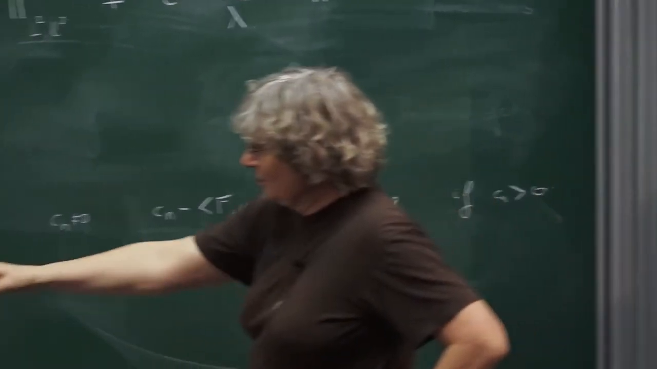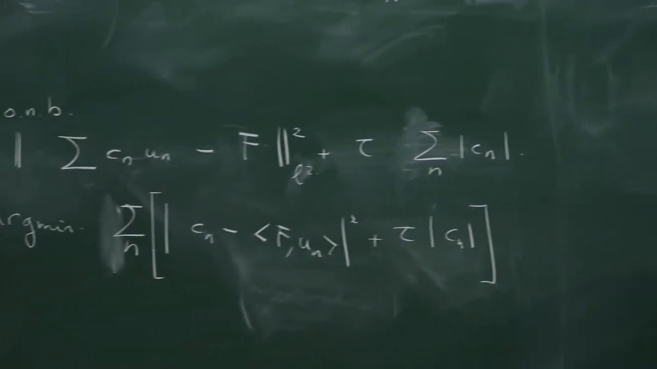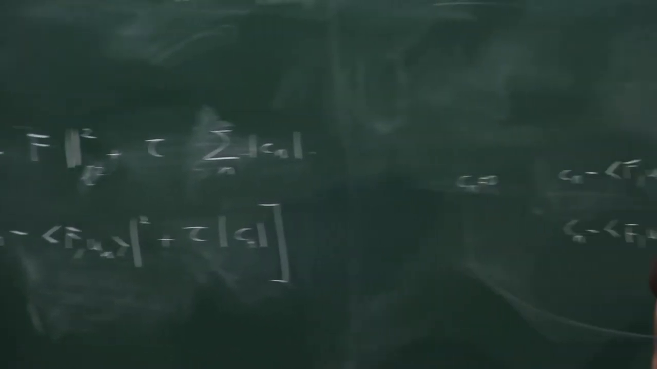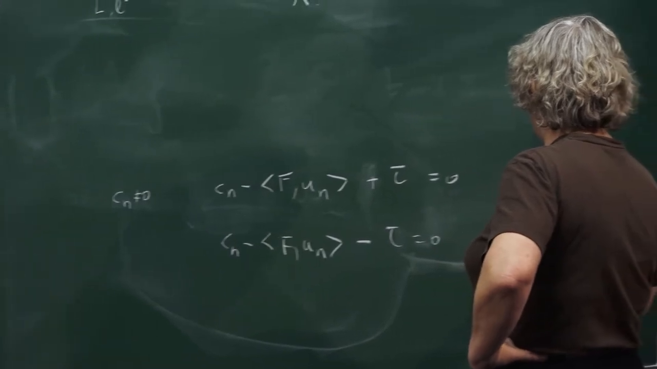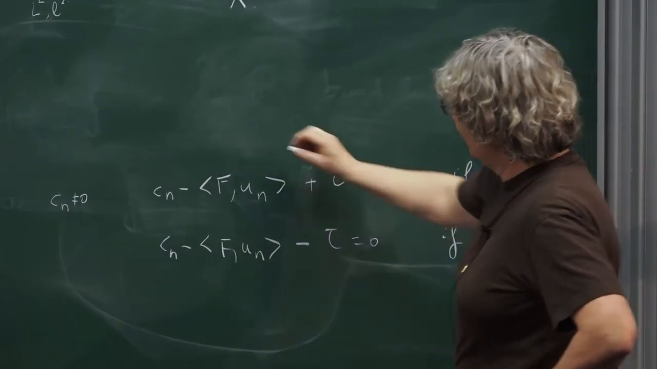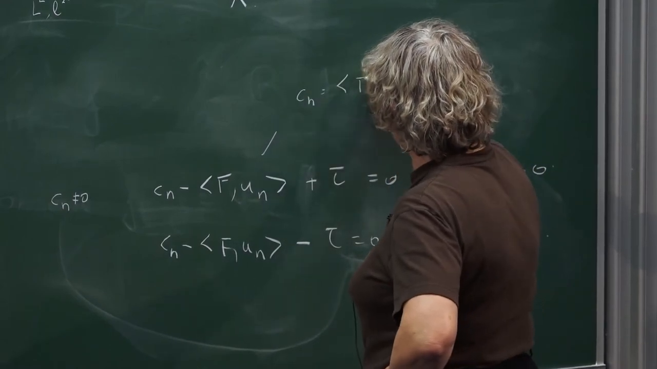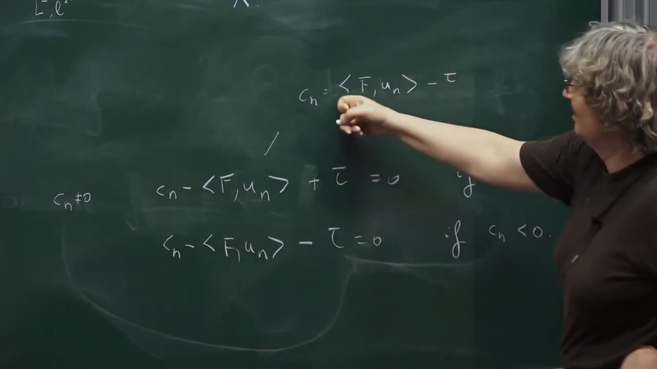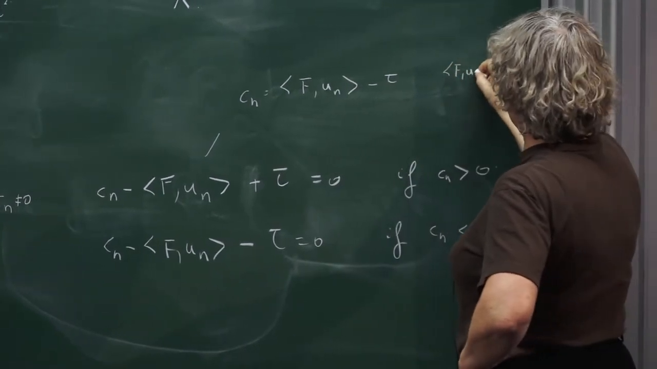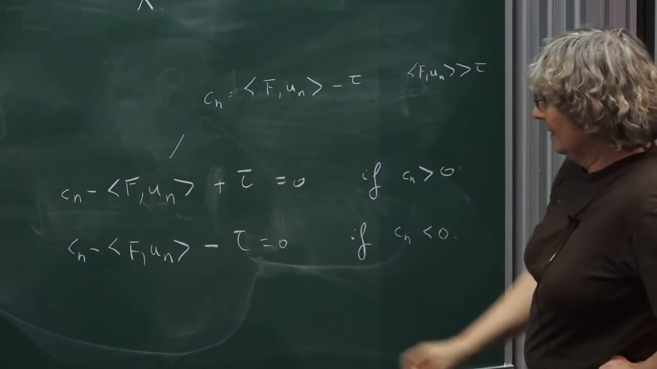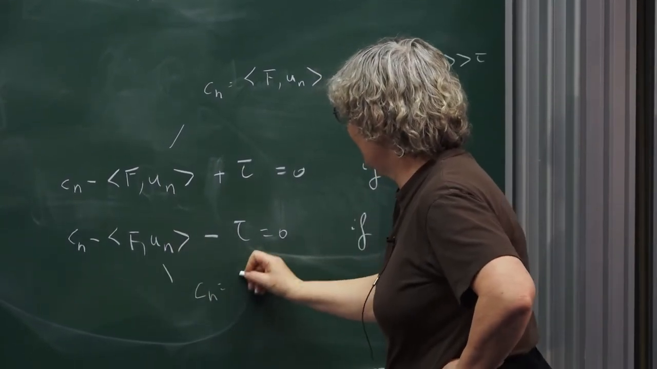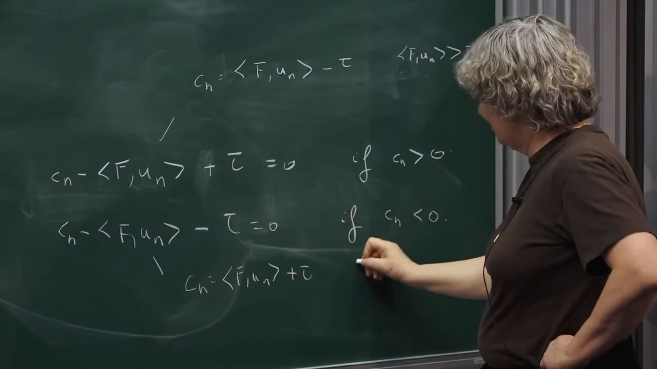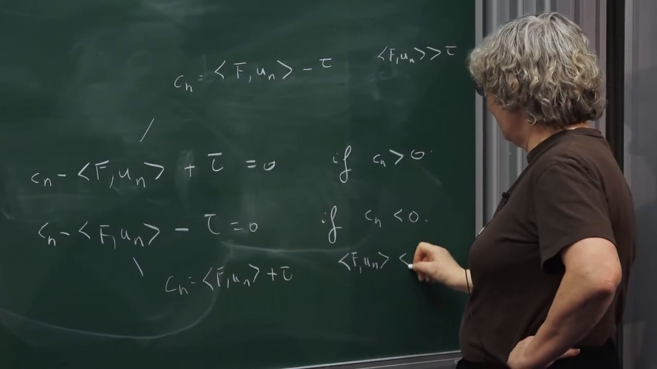If Cn is negative, then absolute value Cn is just negative Cn. So then I get Cn minus Fun negative tau is zero if Cn is negative. So this top thing gives me Cn equals Fun minus tau, but only if Cn is positive. So for this to be positive, I need that Fun is bigger than tau. Here I get Cn is Fun plus tau, but that's if Cn is negative.